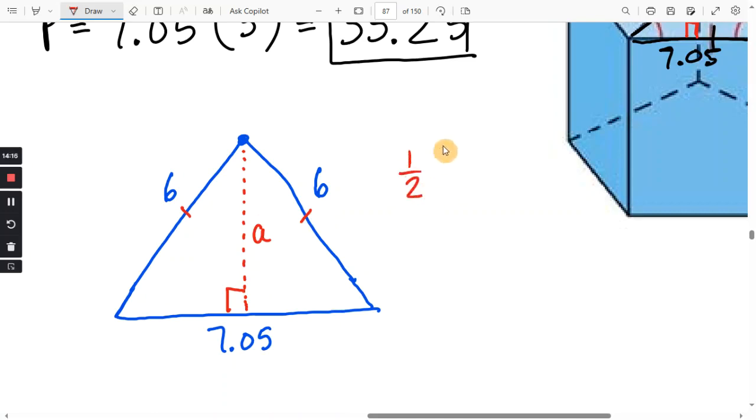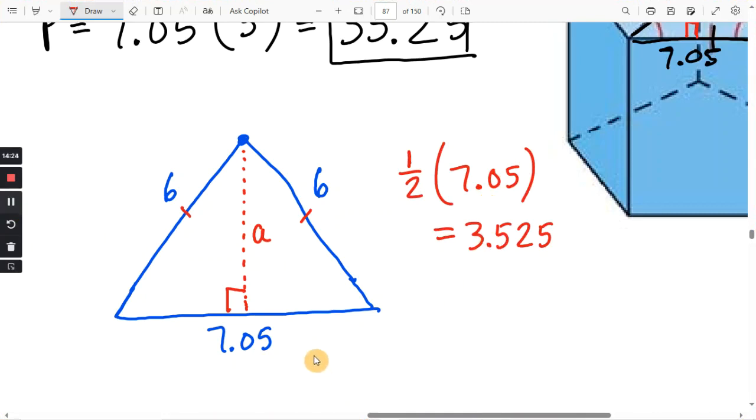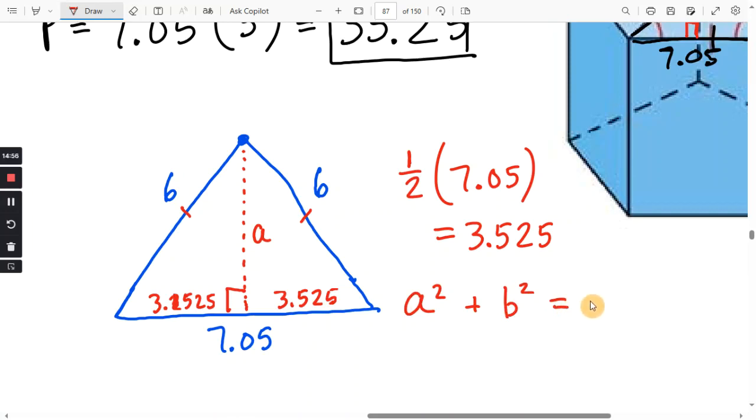Let's find half of 7.05. And I'll do that on the calculator. And I get 3.525. So each half of this base is 3.525. All right, because the base was bisected by this. And now we can use Pythagorean theorem. I know it looks bad, but it's just some decimals. That's all. We'll let the calculator do the work. A squared plus B squared equals C squared.